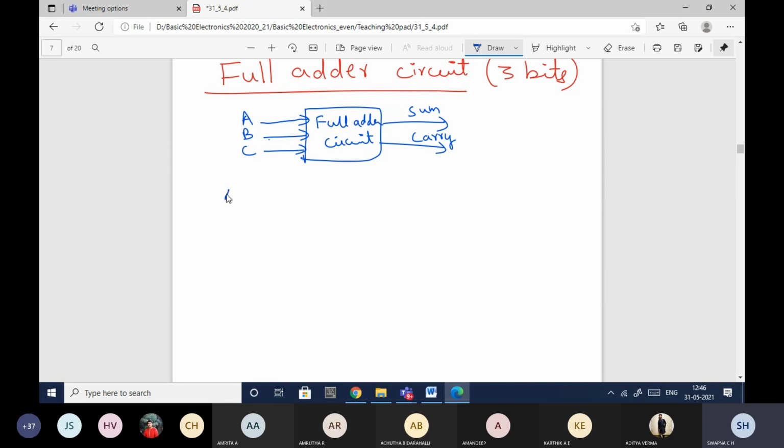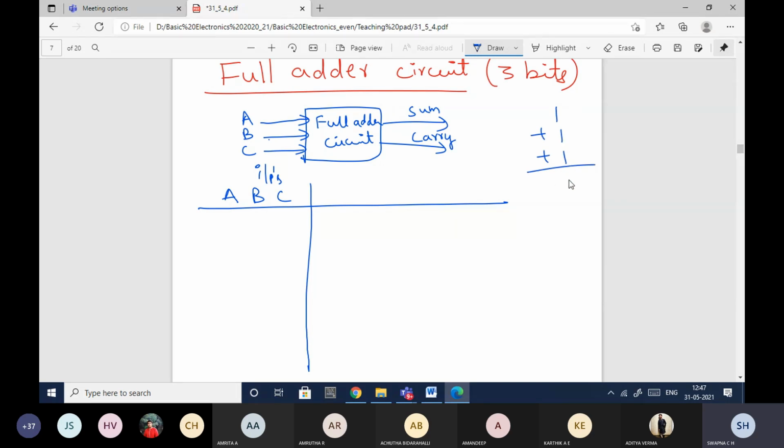So A, B, C, truth table. I need to get the truth table. Since I have 3 variables, how many combinations will I get? 8 combinations. And how many outputs will I have here? 2 outputs only. Even if you are adding 3 bits, your outputs will be 2 only. 1 plus 1 is 1, 0. 1, 0 plus 1 is 1, 1. Sum is 1, carry is also 1. Sorry, sum is 0, carry 1. Correct. So this is the sum and this is the carry.